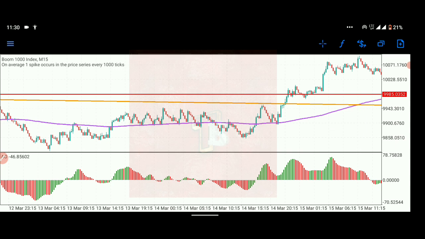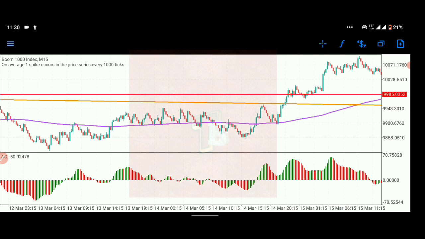We are going to look at three signals we can get using the Awesome Oscillator. Firstly, we would look at the first one. The first one is the saucer signal. The saucer signal shows when the market looks like a saucer, the bottom of a saucer. That's what it means.